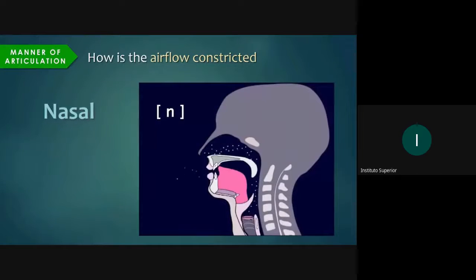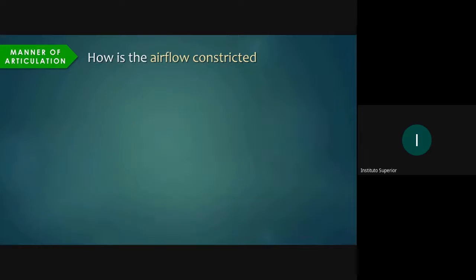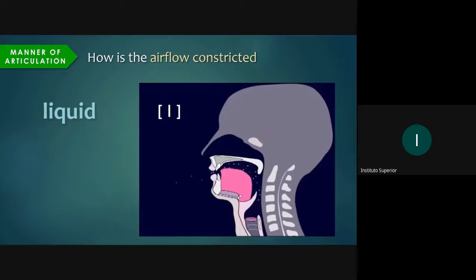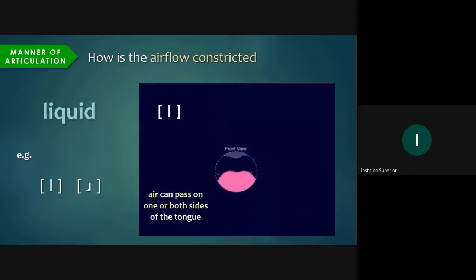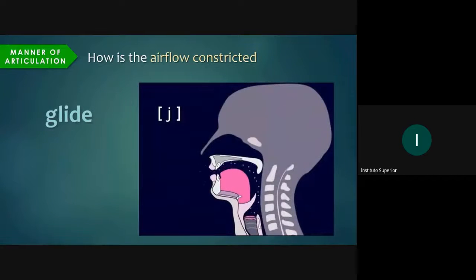Nasal sounds are produced when the velum is lowered, allowing air to pass through the nasal cavity, such as mm, mm, mm. Liquid sounds are produced by allowing air to pass by one or both sides of the tongue, and the tongue itself can move a lot to shape the sound, such as l, r. Glide sounds are produced with very little constriction of airflow, so little in fact that they are often referred to as semivowels, such as w, y.